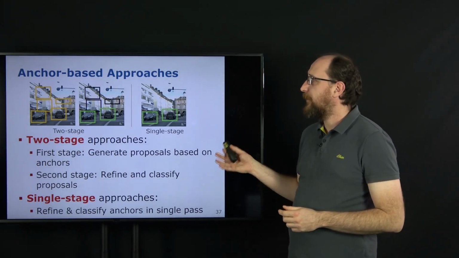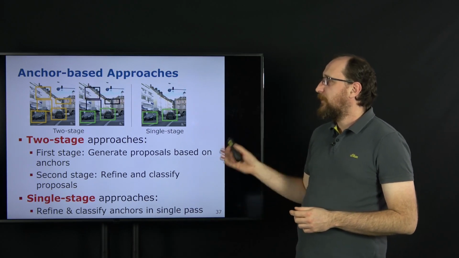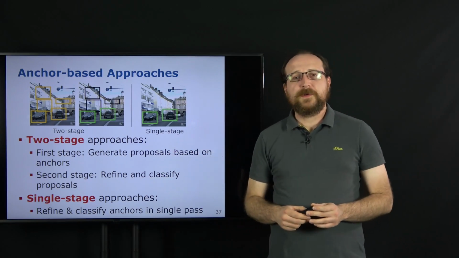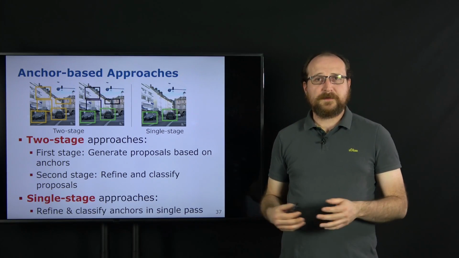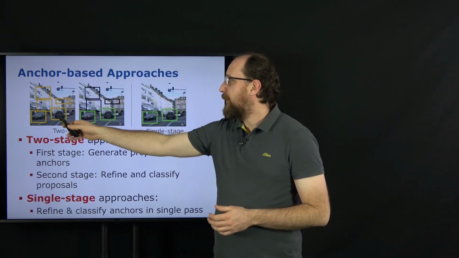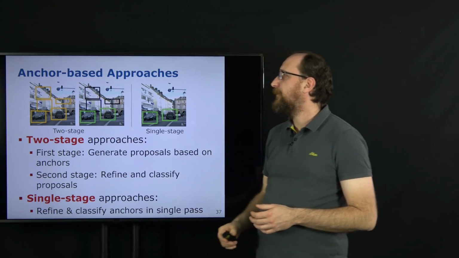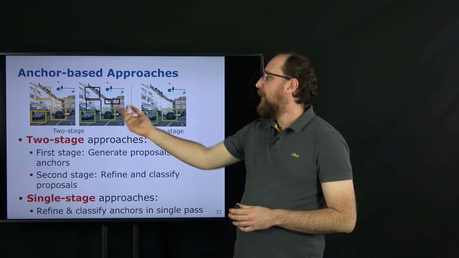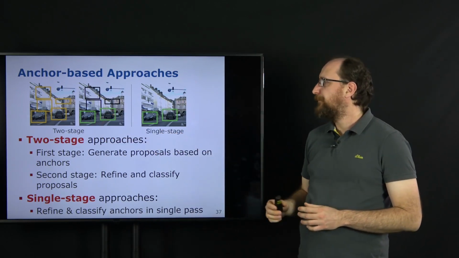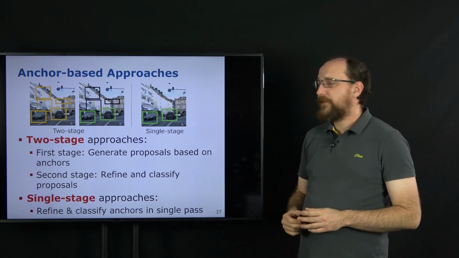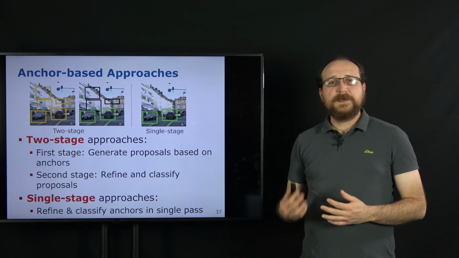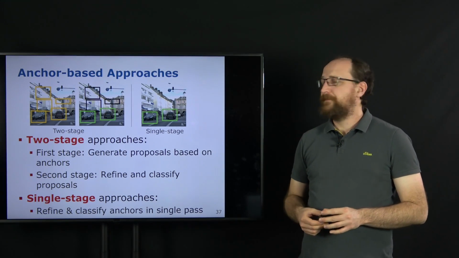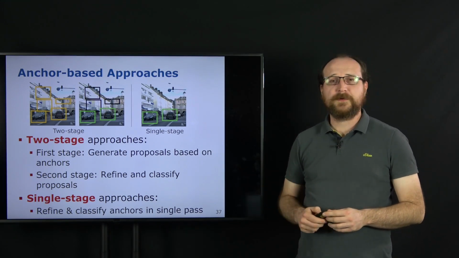For the anchor-based approaches, we usually have two different kinds of approaches. First, the so-called two-stage approaches, which generate proposals based on some anchors. These proposals are then classified, such that each proposal gets a classification score and maybe a refined bounding box. The other kind of anchor-based approach is the so-called single-stage approach. Here, we only refine and classify the anchors in a single pass. But let's now take a look at the two-stage approach.